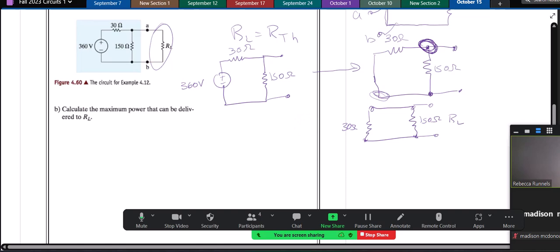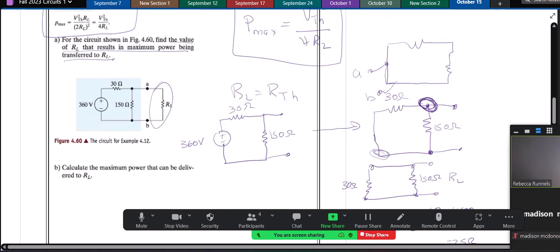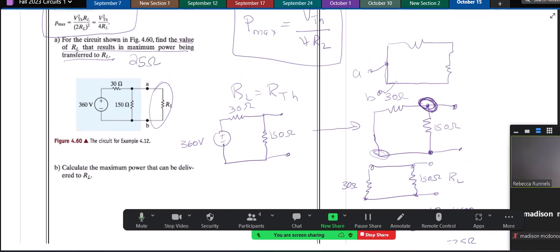So R Thevenin will equal product over sum, 30 times 150 over 30 plus 150, or 4,500 over 180, which is 25 ohms. So what's the answer to part A? The answer to part A is the value of RL that results in maximum power is 25 ohms.